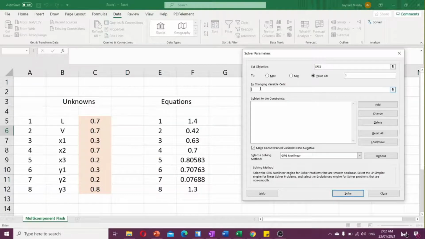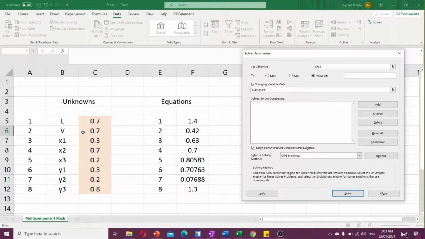I need to change. Okay, so I think you just need to choose 1, 2, 3, 4, 5. So what I will do here is, in order for us to achieve a value of 1 over here, we need to change this value.